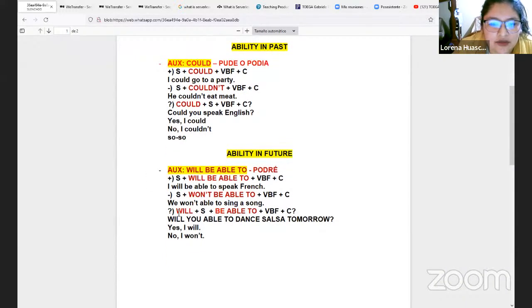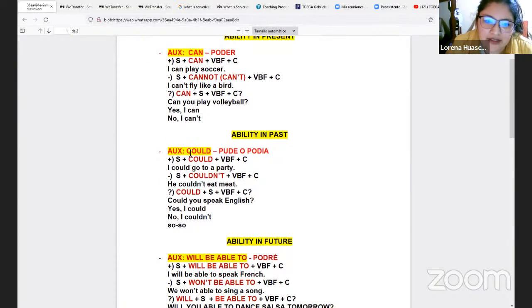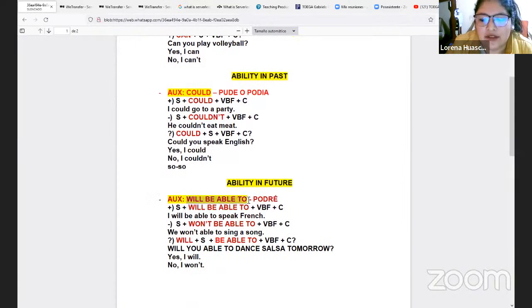In questions, what do I use? I will separate it. First, just the auxiliary will, the subject, and after is going to be my be able to, the verb in base form, and the complement. Will you be able to dance salsa tomorrow? Yes, I will. No, I won't. So I will answer just with the auxiliary which I start the question, just with will. Okay, so this is the future of can. We can't say, for example, I will can, that's incorrect. We always use the present can, the past could, the future will be able to.